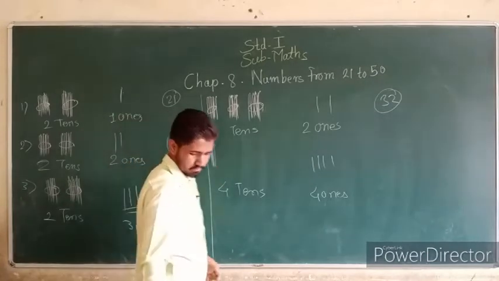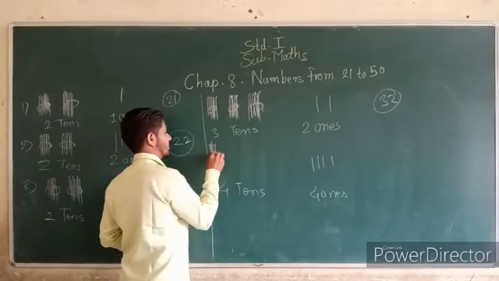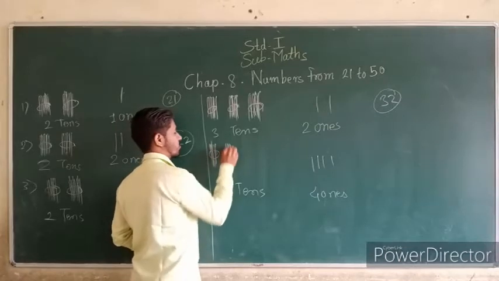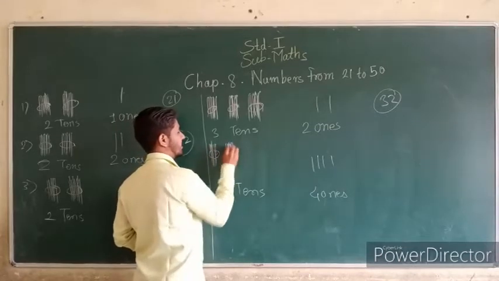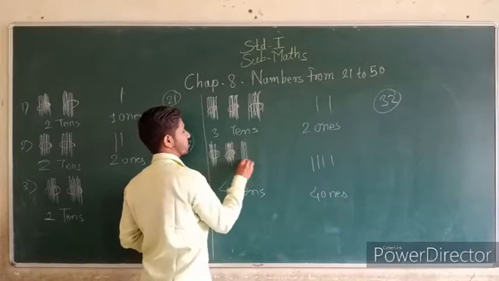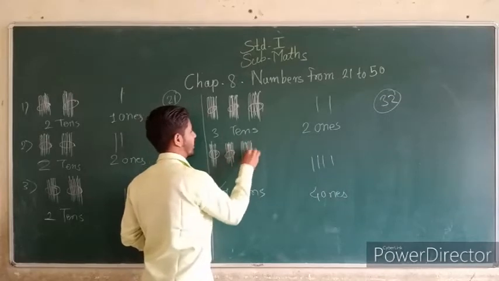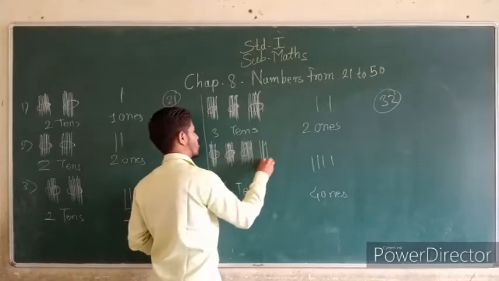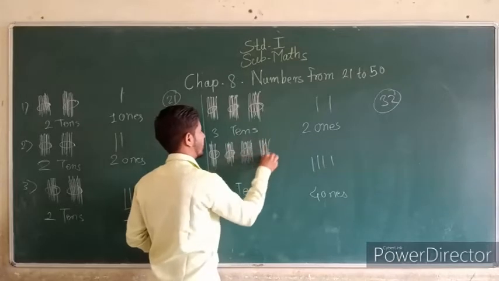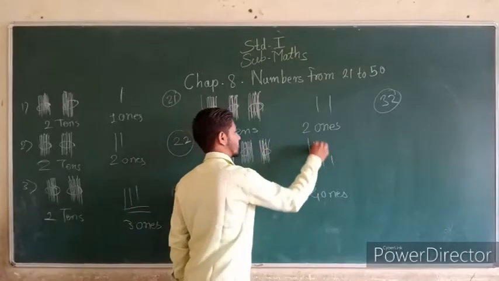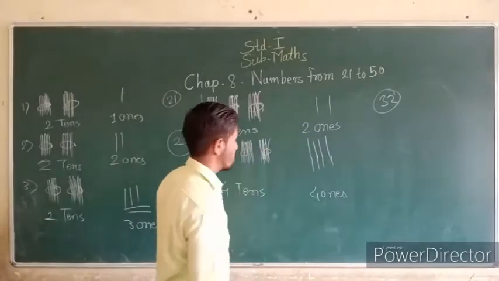1, 2, 3, 4, 5, 6, 7, 8, 9, 10. We draw four bundles of 10 sticks like this, counting 1 to 10 for each bundle. And this matches this. Okay.